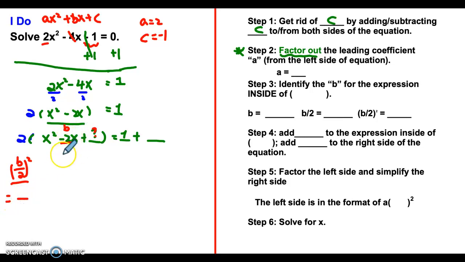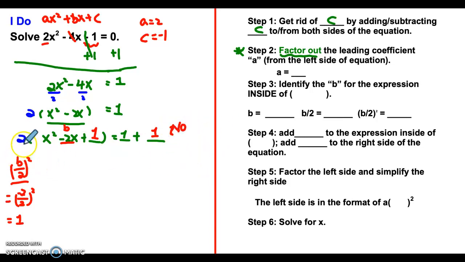Now, the new b is negative 2 divided by 2, and then you take the square of that. Negative 1 squared always gives you positive 1; the square of anything is always positive. So I know I need to add 1 here. My question is, remember, we want to be fair on the right side. We need to do something to make it balanced. Do I also add 1 here? The answer is no.